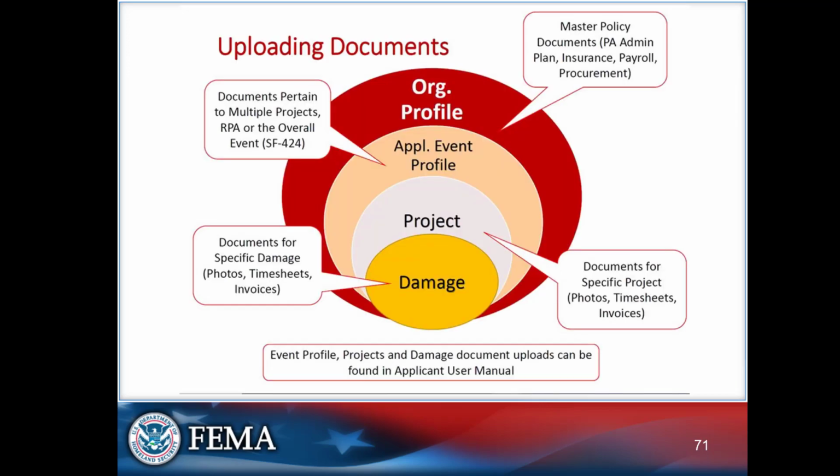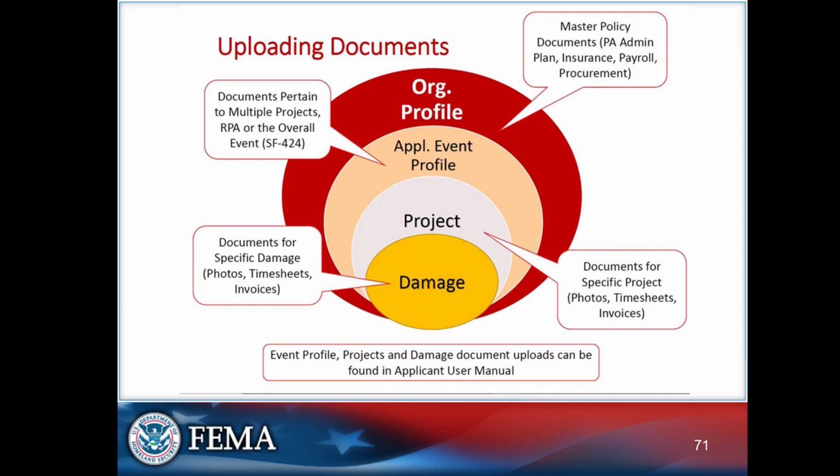We start with a quick visual to help you understand that documents in Grants Portal can be uploaded at various levels in the system. At the very top, we have the organizational profile, and those would be for any documents related to the organization as a whole. So this might include documents such as a master policy document, an administrative plan, insurance documents, payroll documents, procurement, etc.